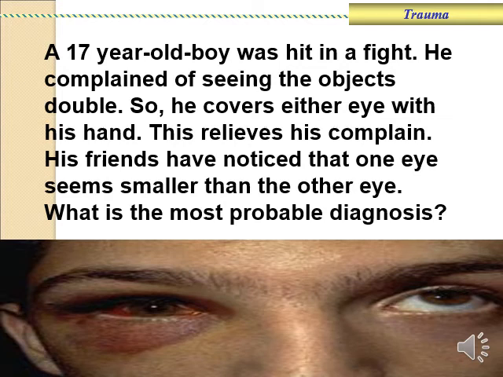His friends have noticed that one eye seems smaller than the other eye. What is the sign? What is the differential diagnosis of this sign? What is your most probable diagnosis? What investigation do you order for such a case?